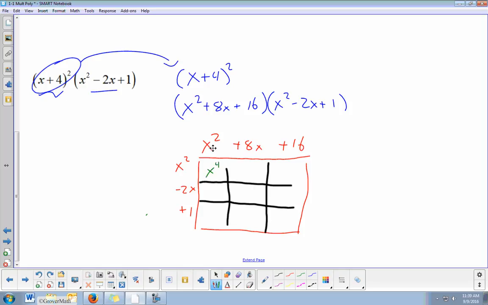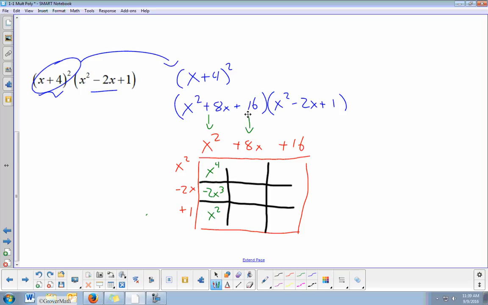And I usually either go down or I go over. I wouldn't just randomly do them. So this column here is x squared times the 3 pieces of this polynomial. So x squared times that is x to the 4th. X squared times negative 2x is negative 2x cubed. X squared times 1 is x squared.